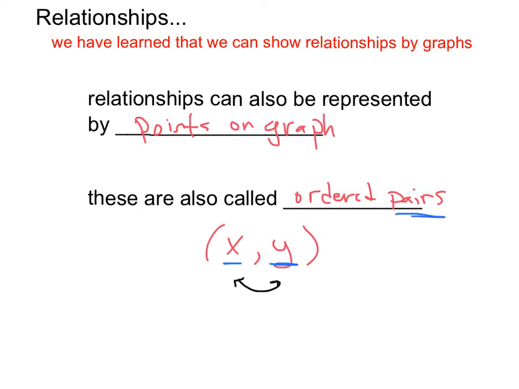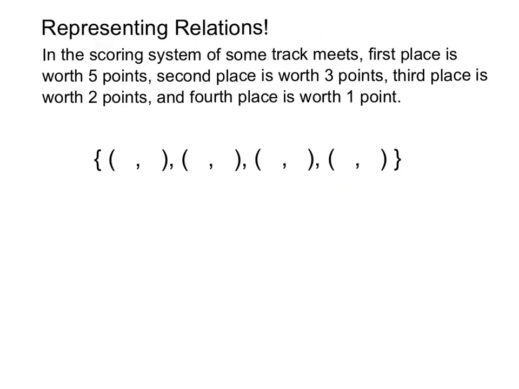We call them ordered pairs because they come in twos, and also because of this idea that they are paired together in such a way and that they have some kind of relationship to each other. There's some meaningful relationship between the x and the y that we can actually take apart and we can actually understand. And so if we look at a way that we can represent relations, as we call them, it says in a scoring system of some track meets, first place is worth 5 points, second place is worth 3 points, third place is worth 2 points, and fourth place is worth 1 point.